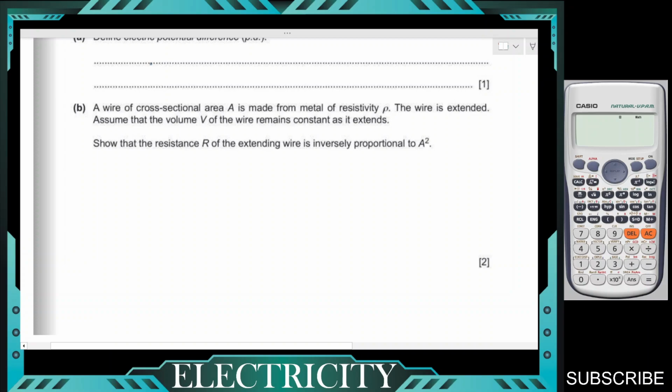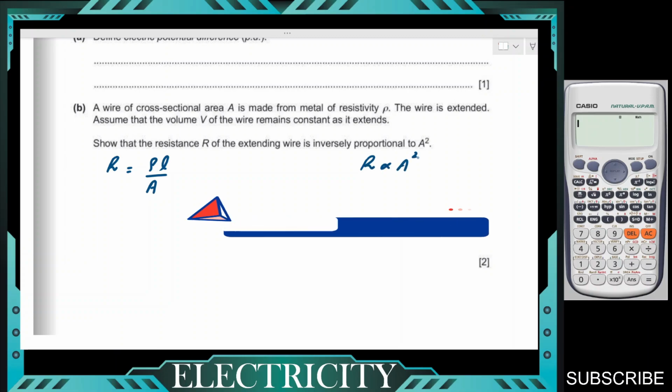So we have to show that the resistance R of the extending wire is inversely proportional to A square. So how do we do it? Let me write down the formula of the resistance first. R equals rho L divided by A. And what we have to show is this thing. Resistance is inversely proportional to the square of the cross-section area.